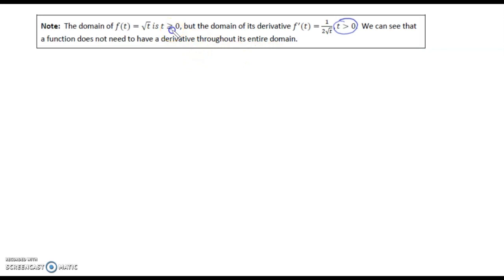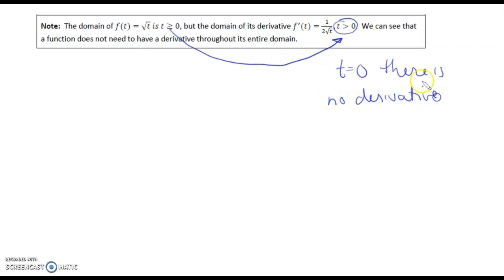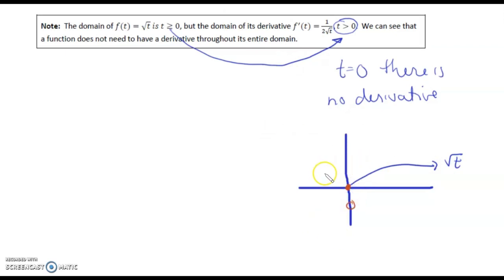That's okay. But we can see that a function does not need to have a derivative throughout its entire domain. And we're going to get a little bit more to that. So this function does not have a derivative at t equals 0. So there is no derivative. We're going to get to that in 2 more questions, but ultimately, when we take a look at the root function root t, because we're talking about at 0, there's this end point, we're going to learn that there's no derivative at an end point.